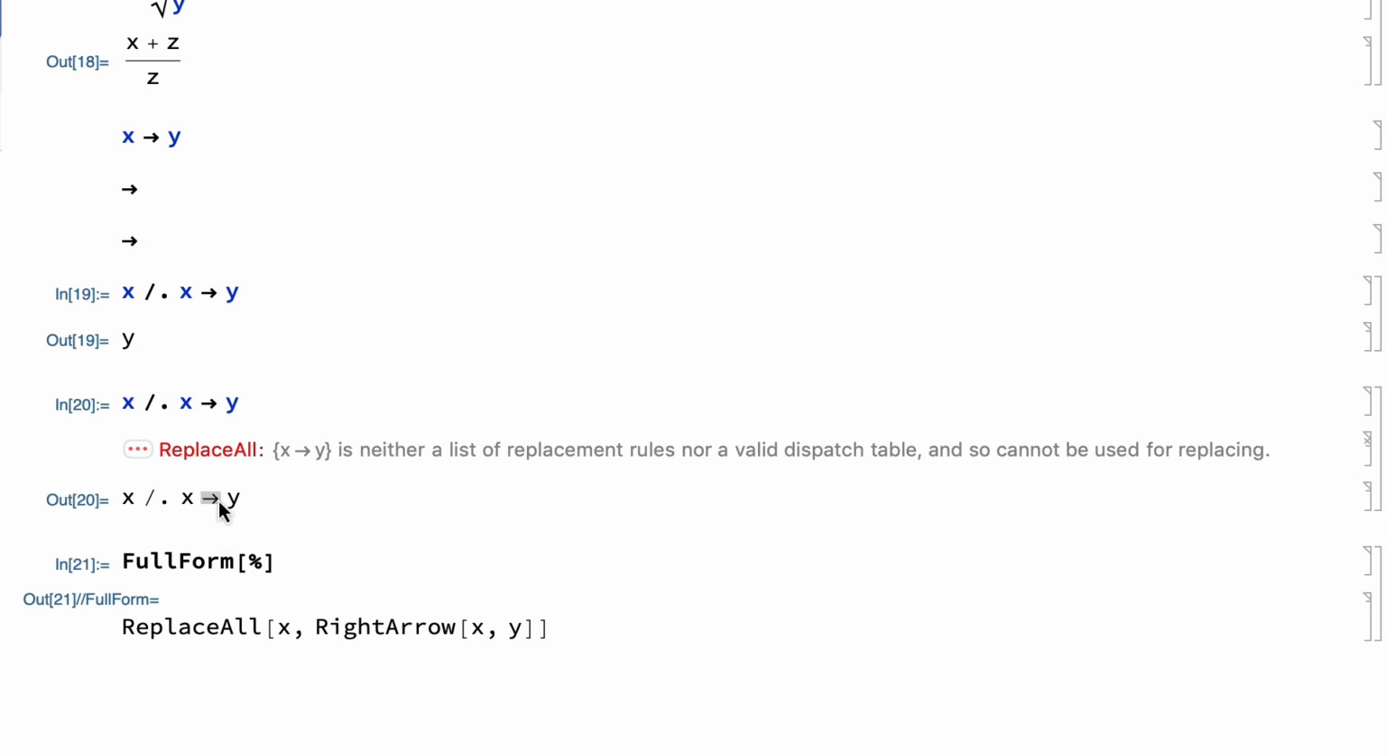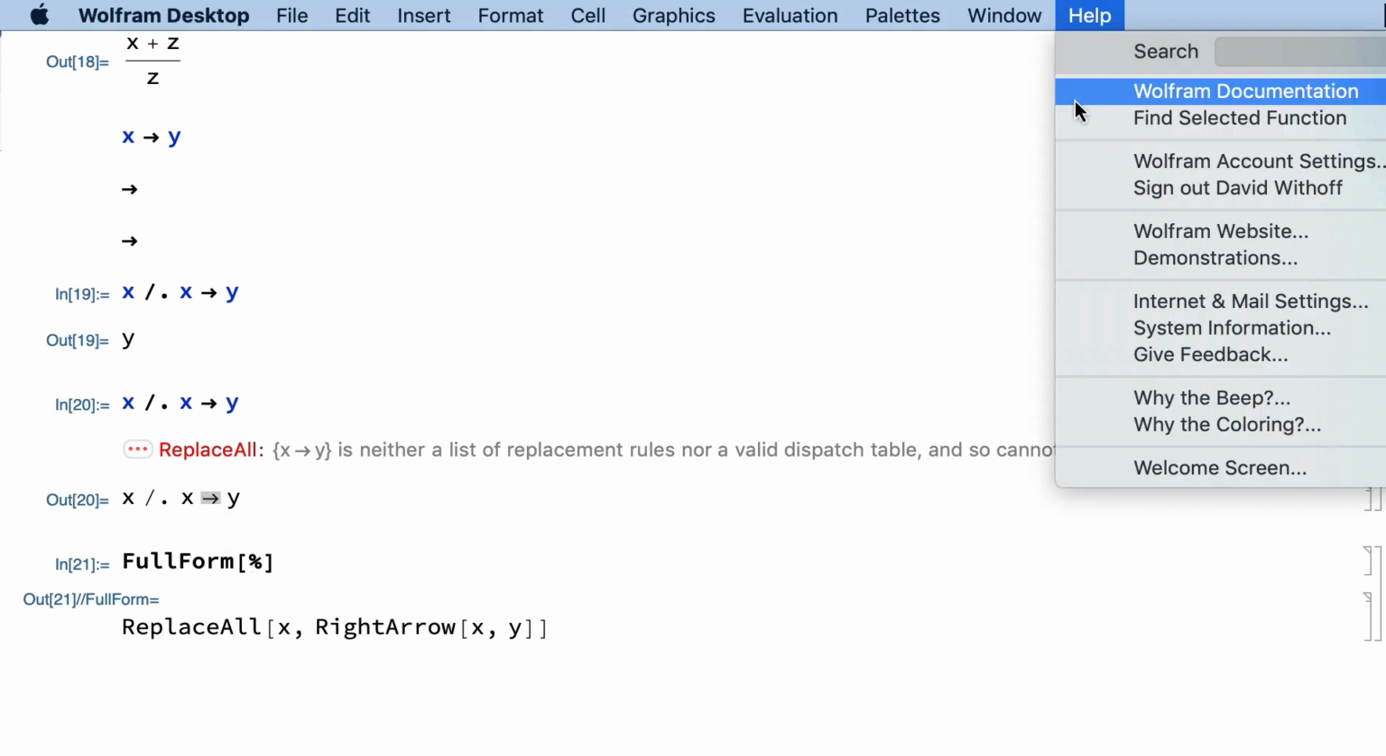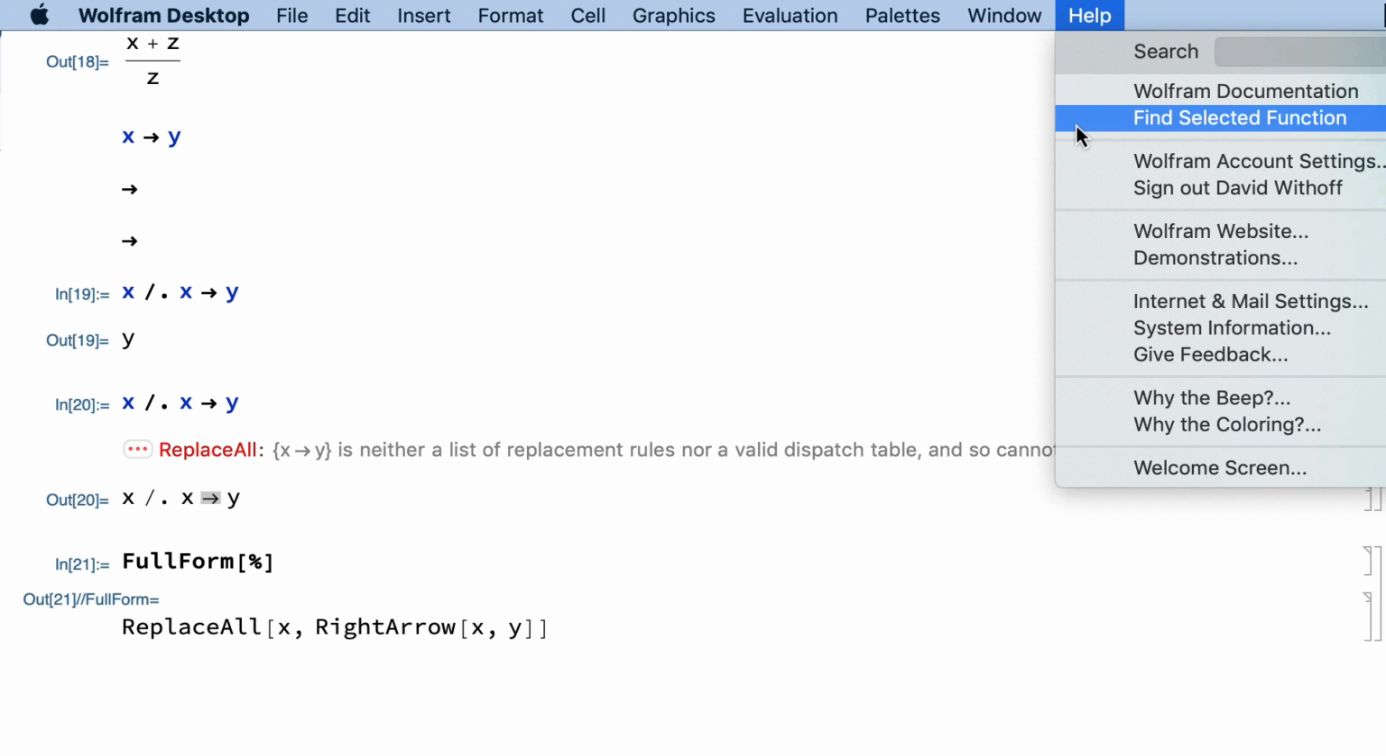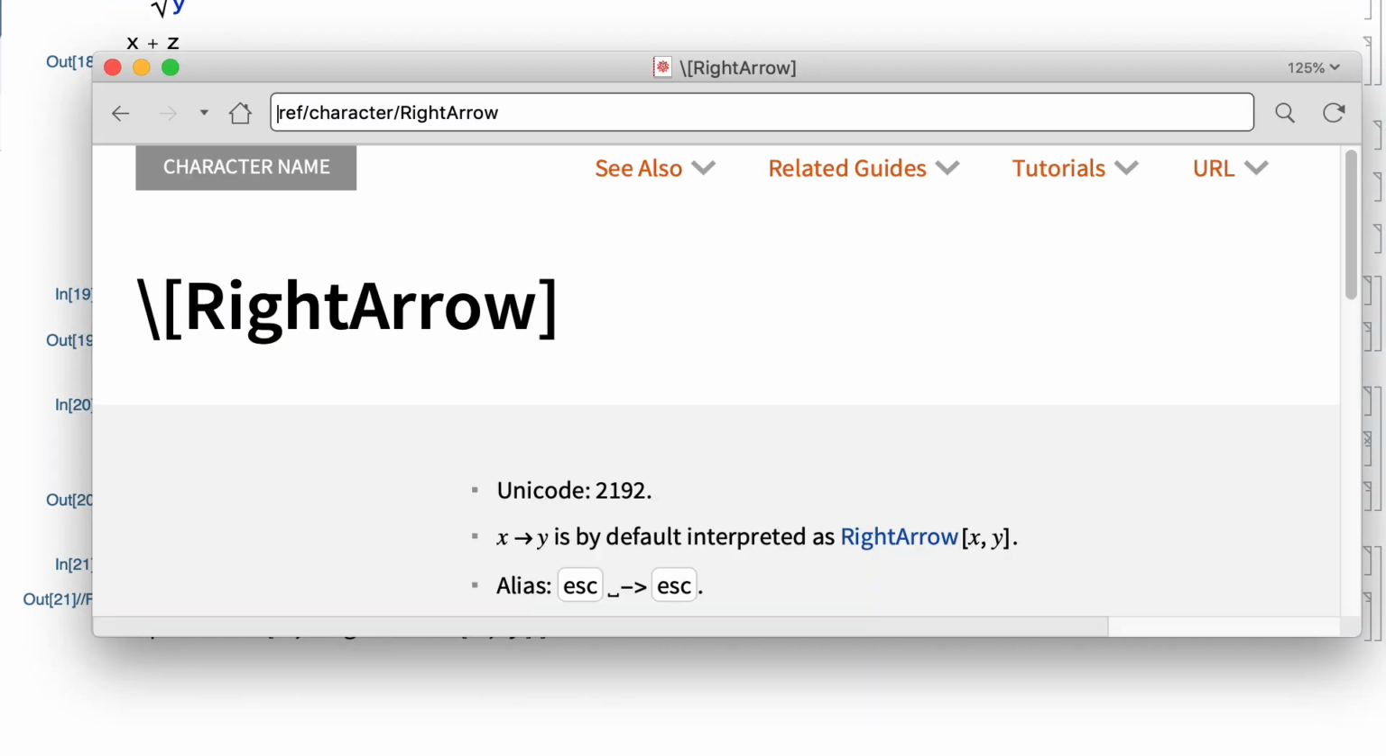It's also possible to select the character and choose Find Selected Function from the Help menu, which in this example brings up information on RightArrow rather than the information on Rule.